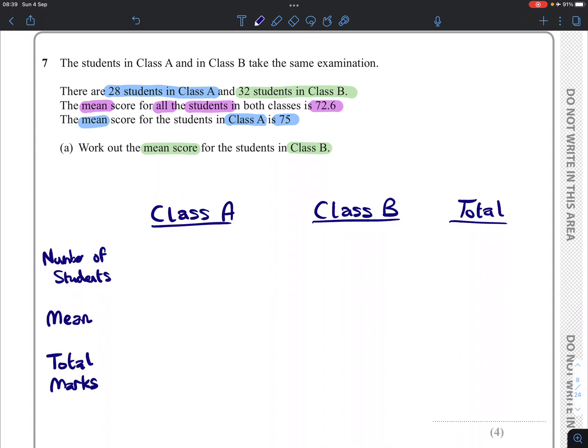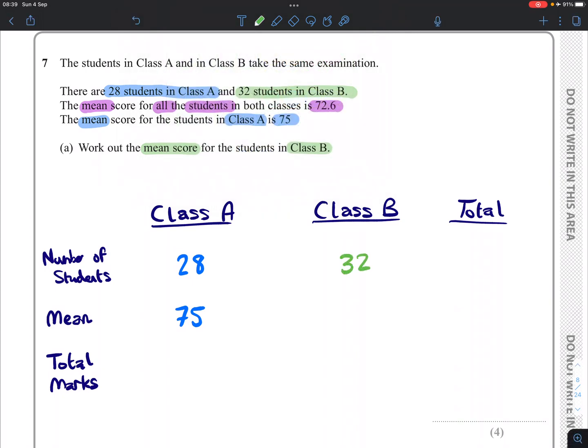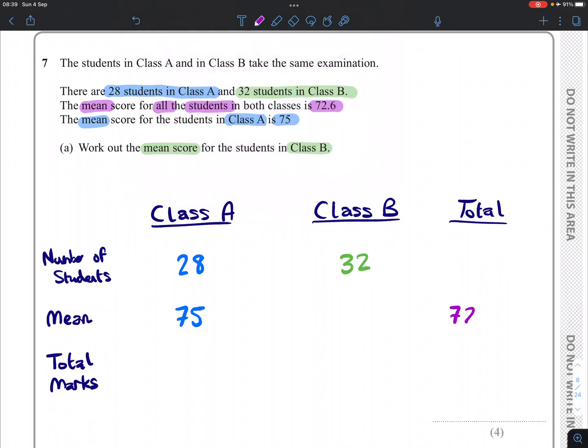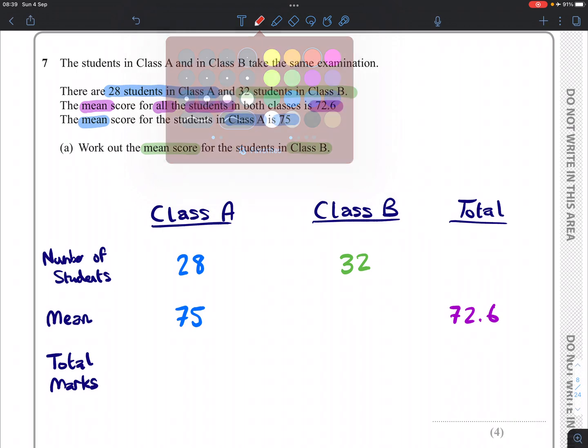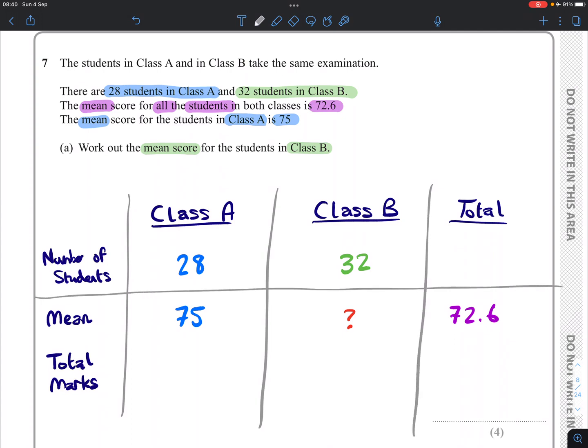So the number of students in the classes, we can fill in the information. We know we have 28 students in Class A. We know that their mean is 75. We have 32 students in Class B. We know that the mean of all students was 72.6. And the end game is to try and find the mean of Class B. Basically, in this table, we need to find the pieces of information that we are missing. And in order to get that red question mark, the mean of Class B, we're going to have to figure out some other information first.